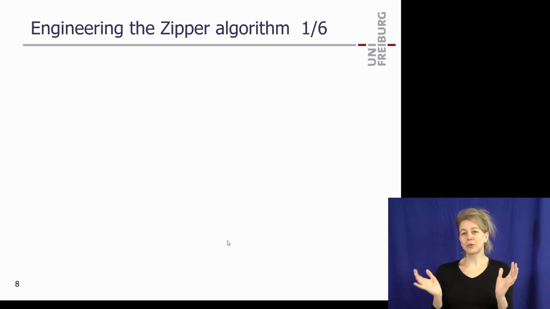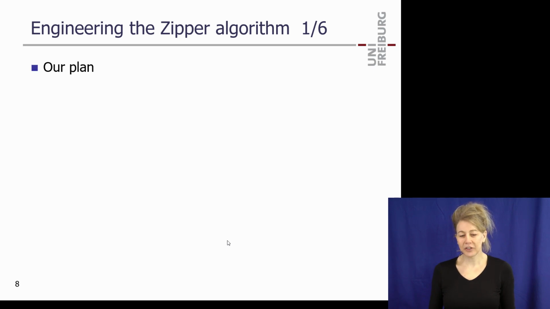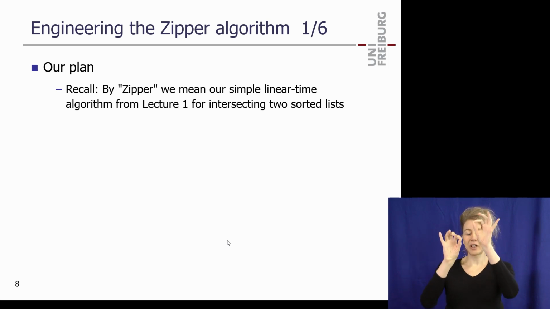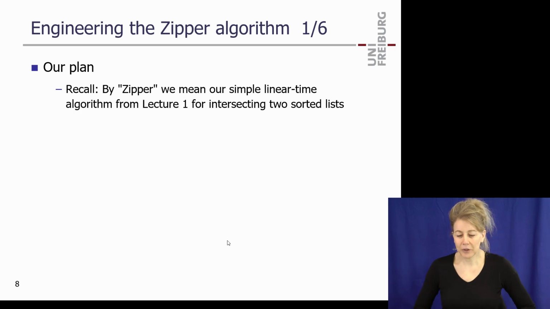Most of the lecture today will be about a new algorithm, which you haven't seen so far. So far we have had the zipper algorithm, which is a very simple linear time algorithm. It's called zipper because you go through the two lists in an interleaving fashion, so if they are very similar, it will actually interleave, like a zipper.